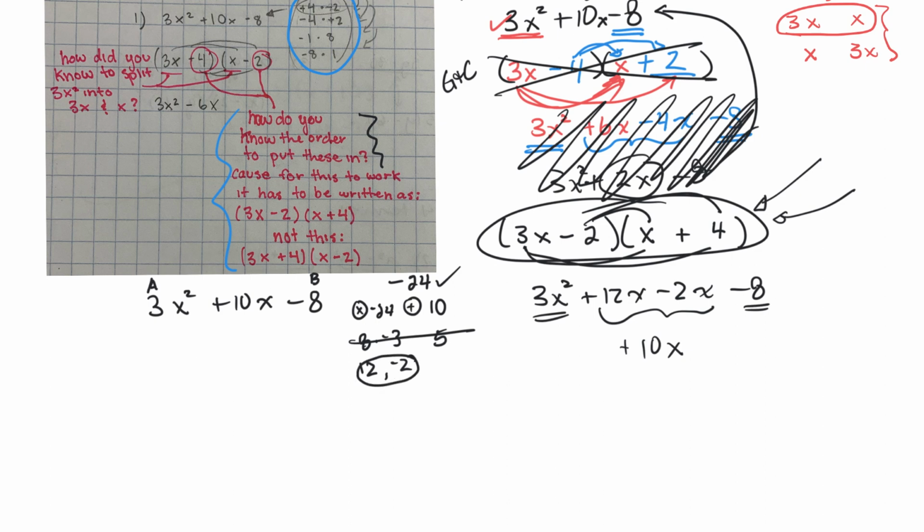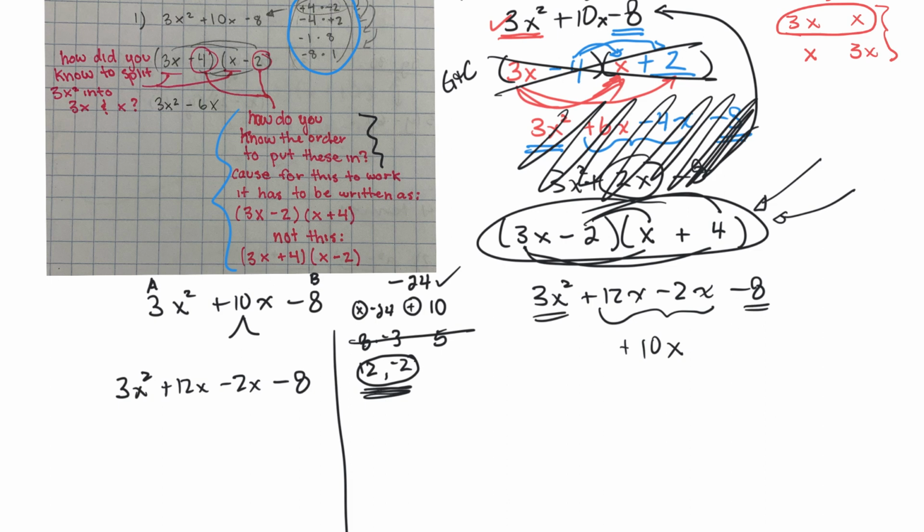Now, I don't just slot those in brackets. What I have to do is split this middle term and put those numbers in instead. So 3x squared, instead of the plus 10x, I'm going to go plus 12x minus 2x. Notice that 12 minus 2 does give me 10. So I'm not changing the quality of the expression. I'm just rewriting it so that I can factor it. Okay, minus 8.